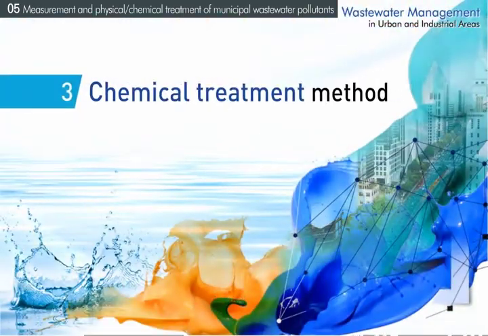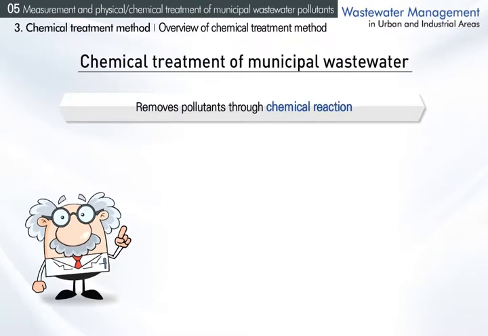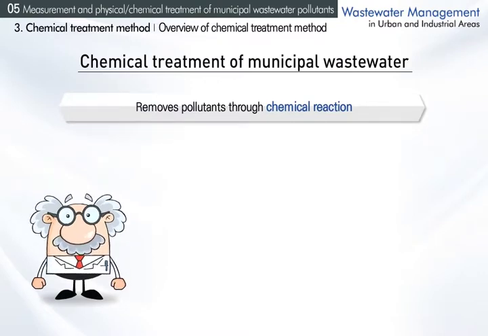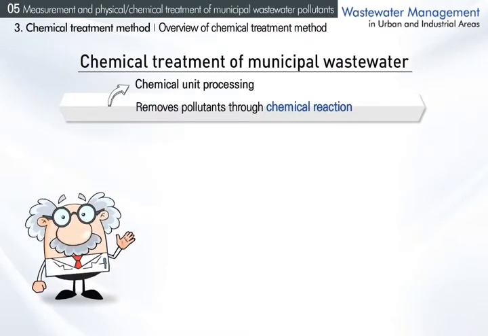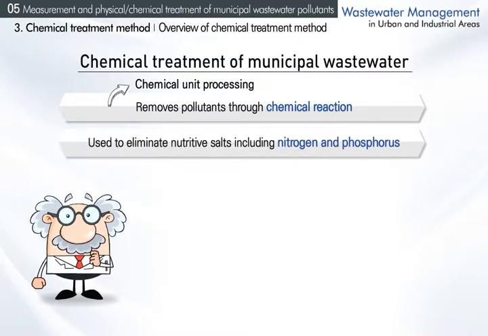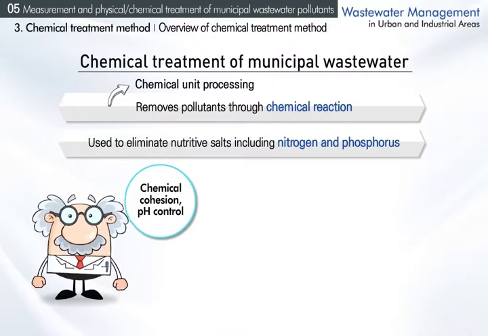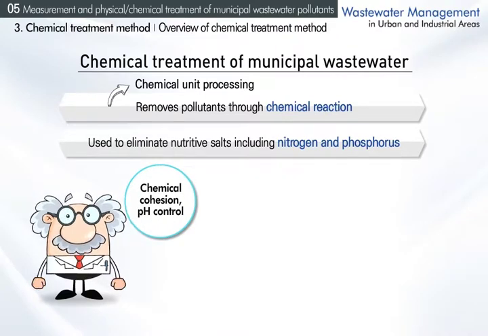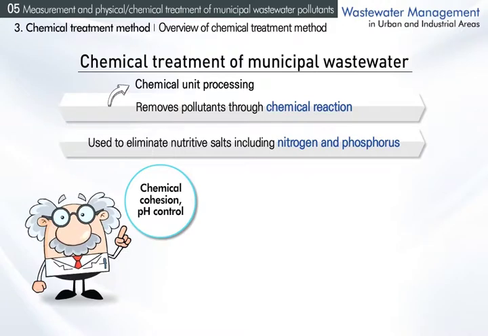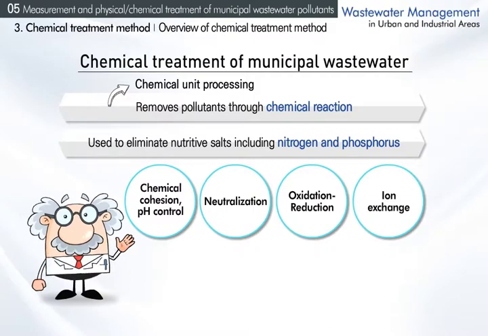3. Chemical treatment method. The chemical treatment of municipal wastewater means the removal of pollutants through chemical reaction. Such a treatment process is called chemical unit processing. In municipal wastewater, chemical treatment is applied mainly to remove nitrogen and phosphorus, which are nutritive salts. Typical chemical unit processing methods are chemical coagulation or pH adjustment, neutralization, oxidation-reduction, ion exchange, etc.